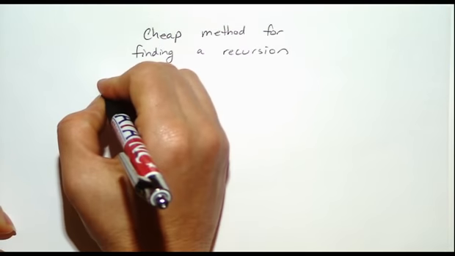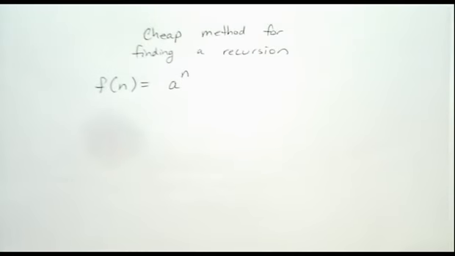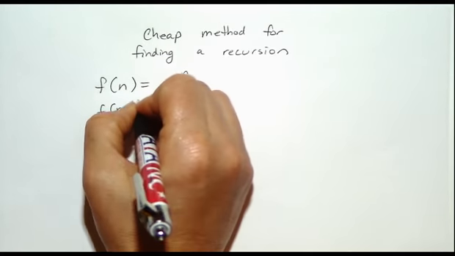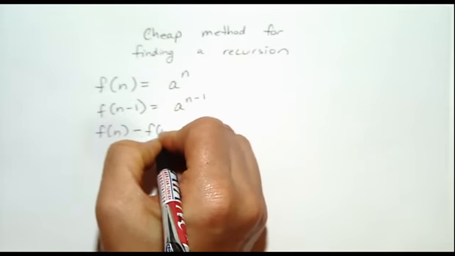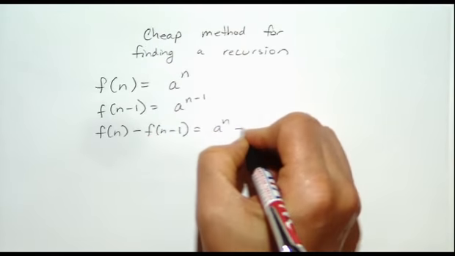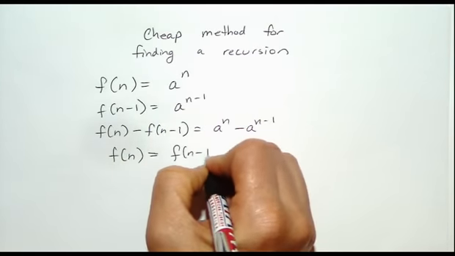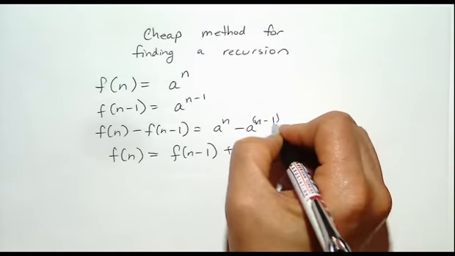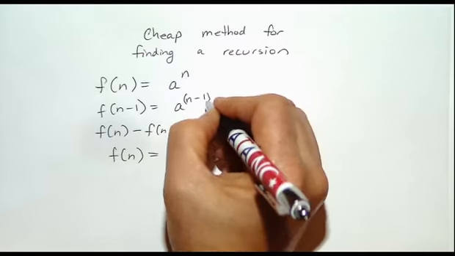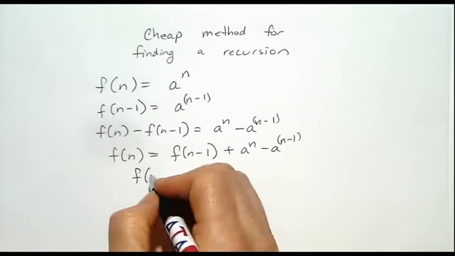And let's see. What if I have f of n equals a to the n, and I've asked for a recursion for that? So the cheat method is to write over this formula again, but put n minus 1 in there. Subtract the left-hand sides. Subtract the right-hand sides. And then solve for f of n on the left. By the way, all of that's in the exponent. And I need also a what? A basis.